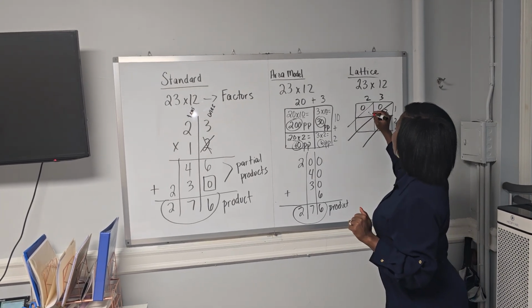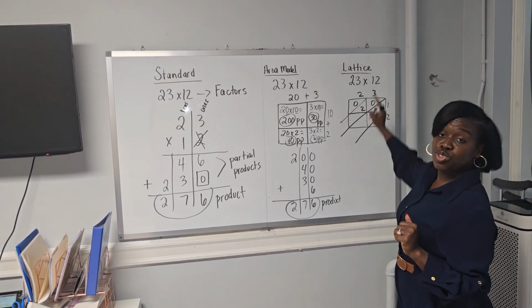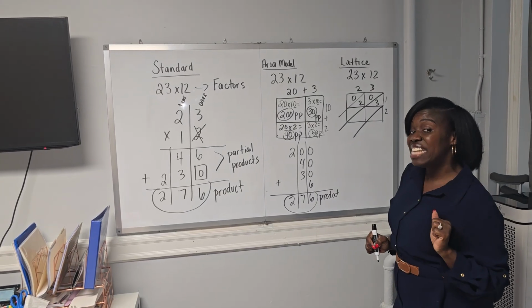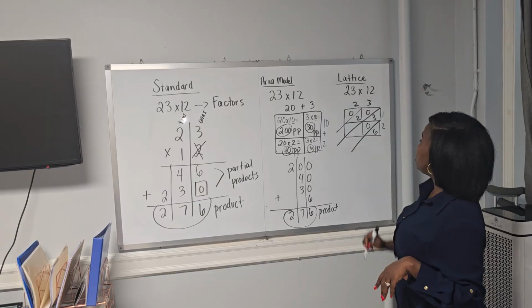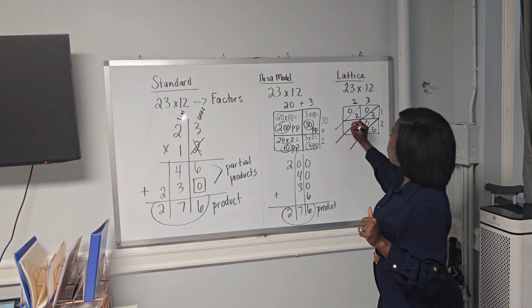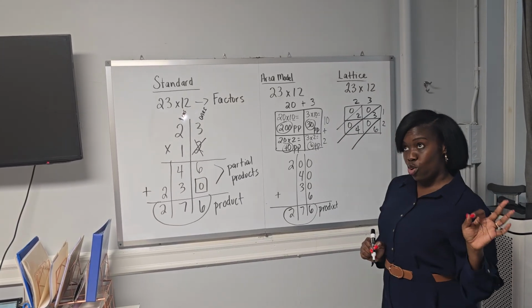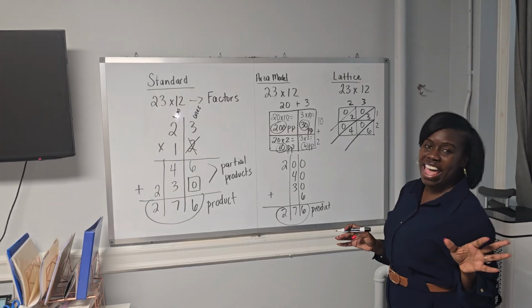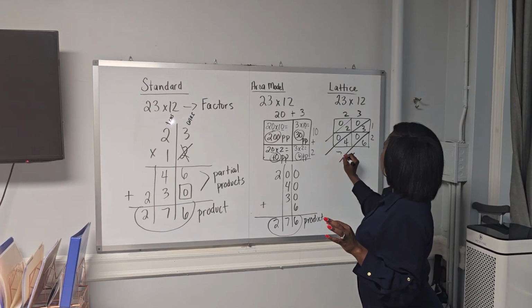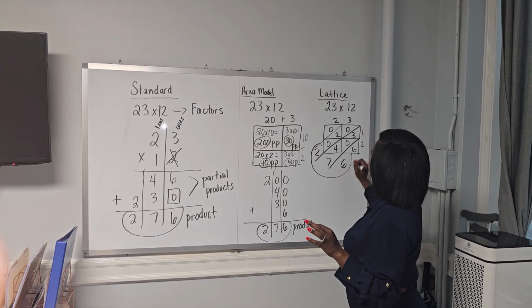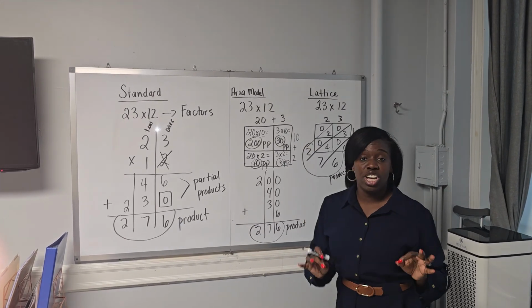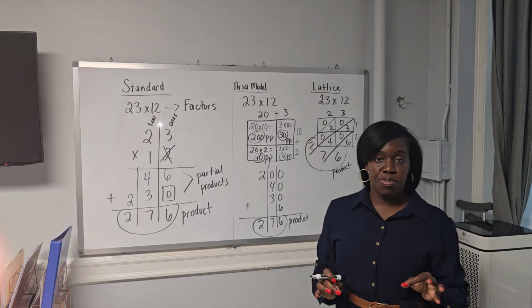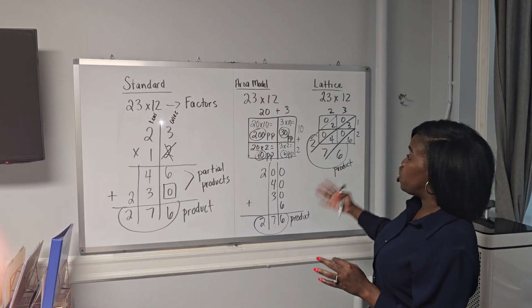You're going to put a 0 and a 2. 2 times 3 gives us 6. 0 and 6. And last but not least, 2 times 2 gives us 4. 0 and 4, that is cuatro. Now we're going to add. The 6 goes here, the 7, the 2. This is your product.